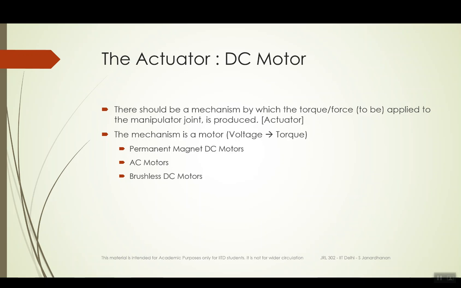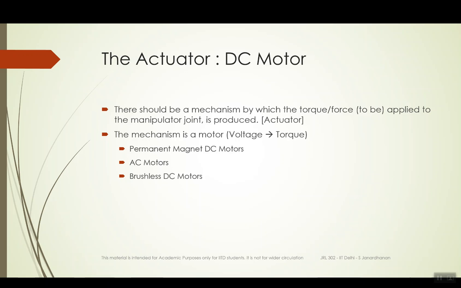So what we have been seeing is that there should be a mechanism for the application of the torque to the manipulator joint, and the mechanism by which this torque is produced is the actuator. The actuator that we'll be exploring is a motor, which of course would convert the voltage to a torque. And there are different types of motors.